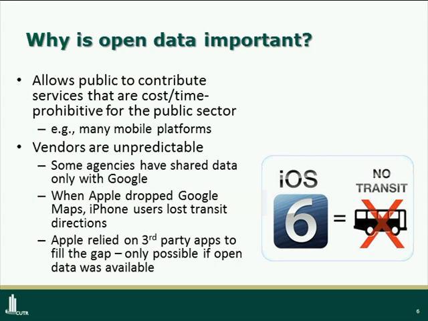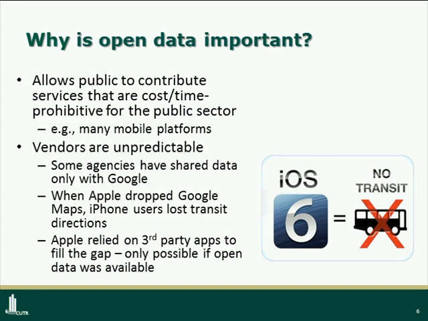And the second reason here is that vendors can just be unpredictable. In the past, some agencies in the United States have chosen to share their data only with a particular vendor, for example, Google for Google Transit. But because of certain business decisions, that service may or may not exist tomorrow.